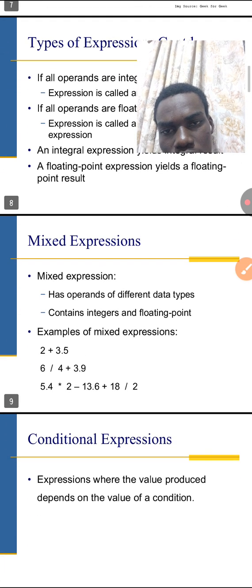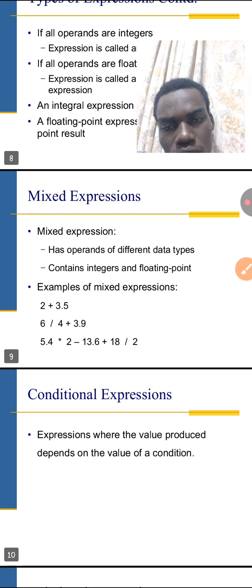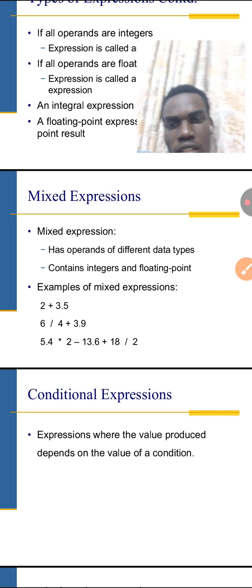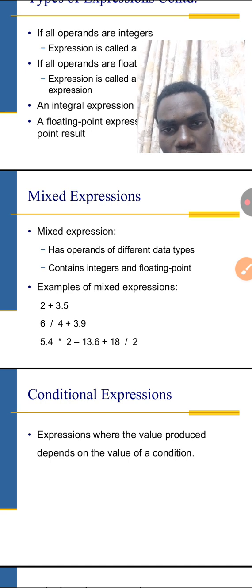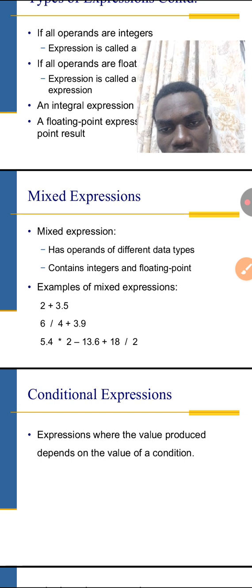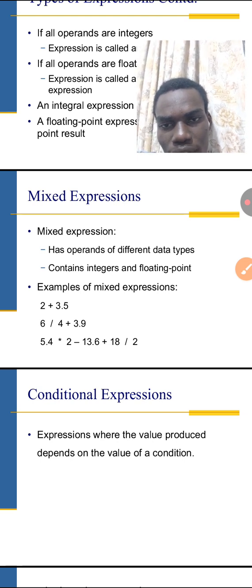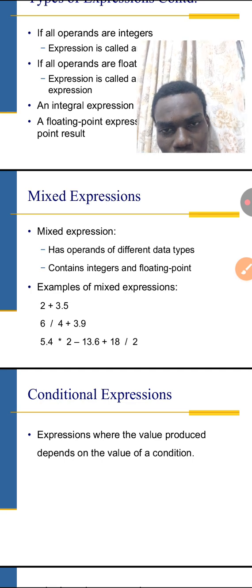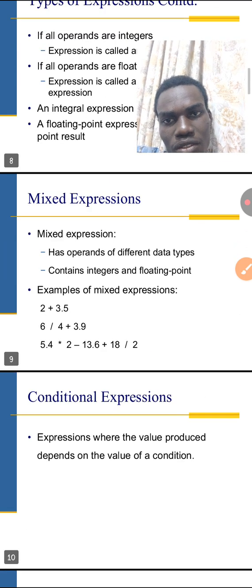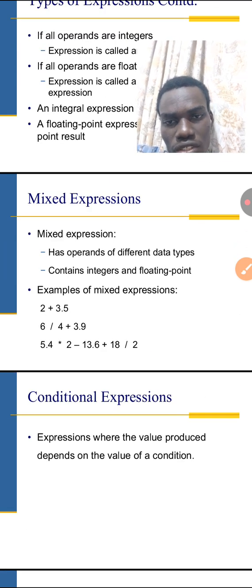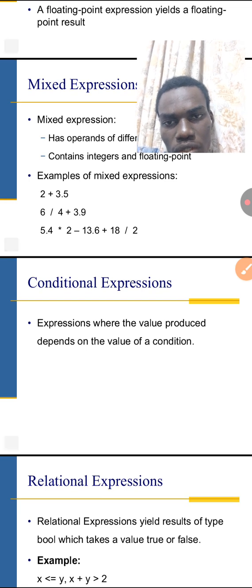So here's an example, in which we have 2 plus 3.5, and we have 6 divided by 4 plus 12.9, and we have 5.4 star, which means multiplication, times 2 minus 13.6 plus 18 divided by 2. Now this is a mixed expression. Now let's look at conditional expressions.